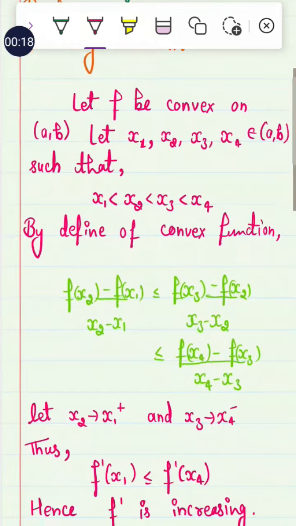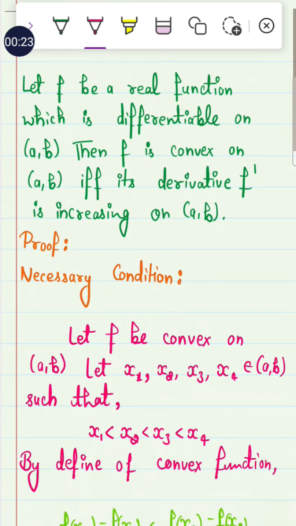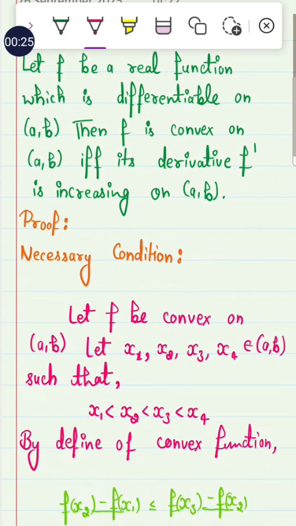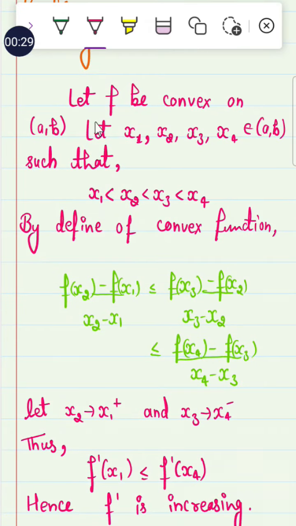For an if and only if condition, we have to prove that it is a necessary condition and a sufficient condition. The function is given as differentiable. We have to prove convexity if the derivative exists. Now firstly, we assume that the function is convex.